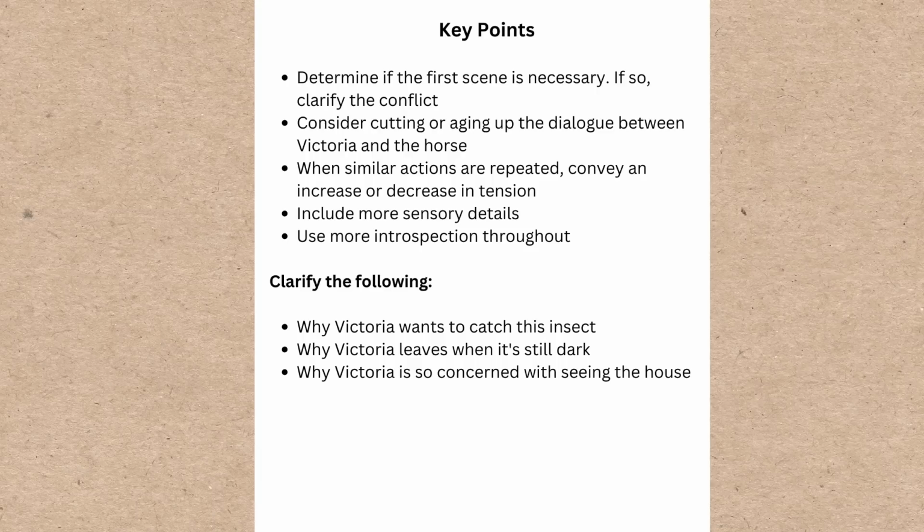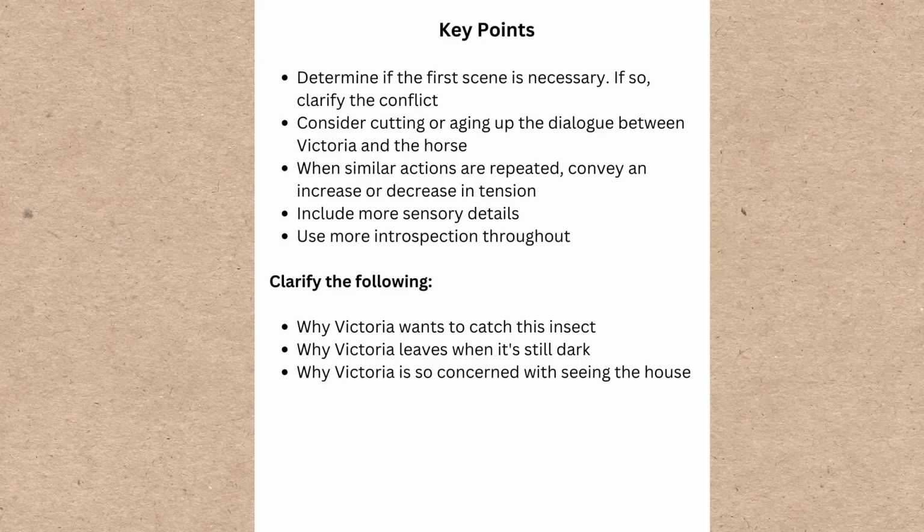So to summarize my main recommendations for this chapter, determine if the first scene where Victoria leaves a letter for her father is necessary. If so, clarify the conflict. Consider cutting or aging up the dialogue between Victoria and the horse. When similar actions are repeated, convey an increase or decrease in tension. Include more sensory details to better ground the reader in Victoria's experience. Use more introspection throughout to clarify Victoria's reasoning for her actions.